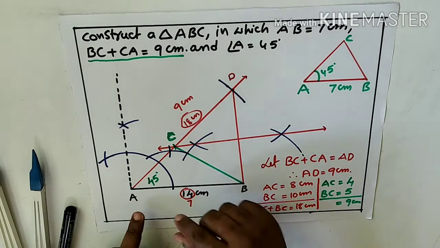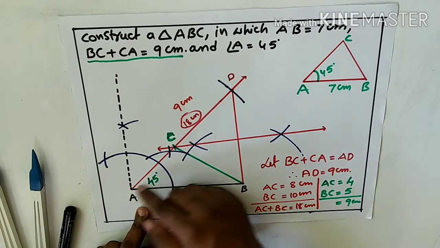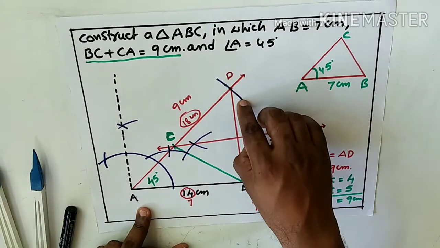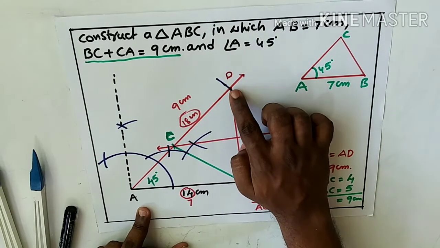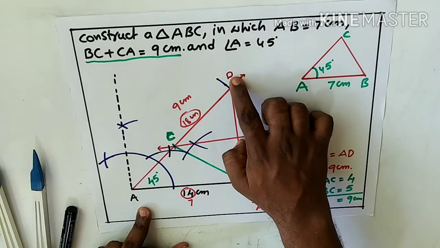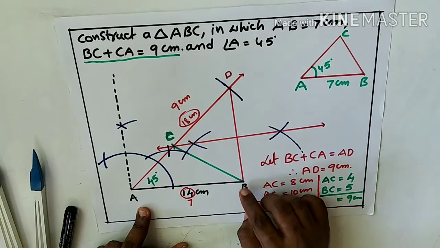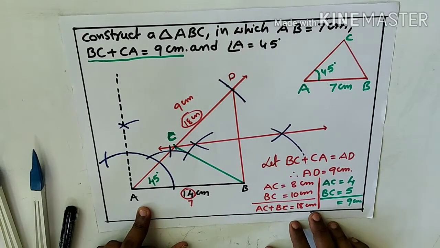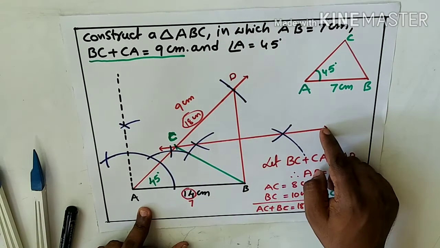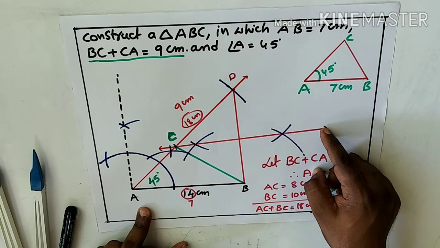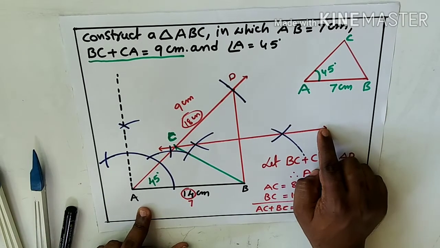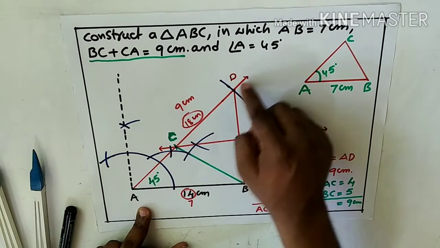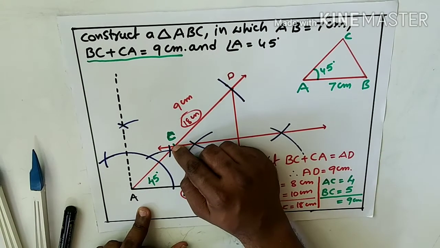Now take A as the center and AD equal to 9 centimeters as radius. Draw an arc on the ray. Name the point of intersection as D. Join BD. Next step, draw the perpendicular bisector of BD, and name the point of intersection of the perpendicular bisector and AD as C.